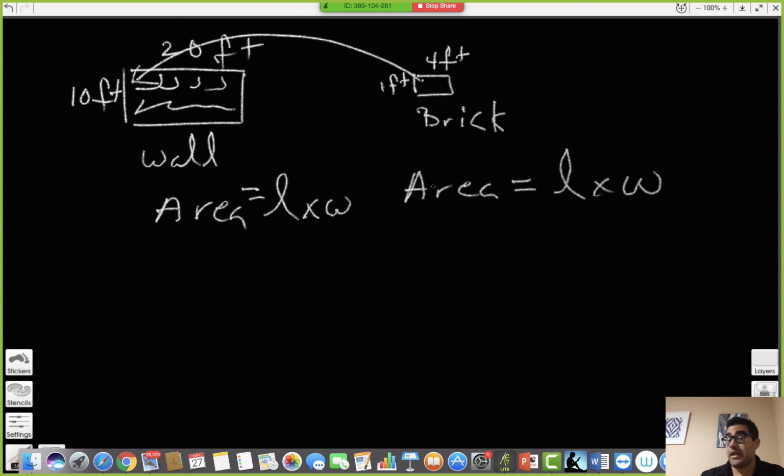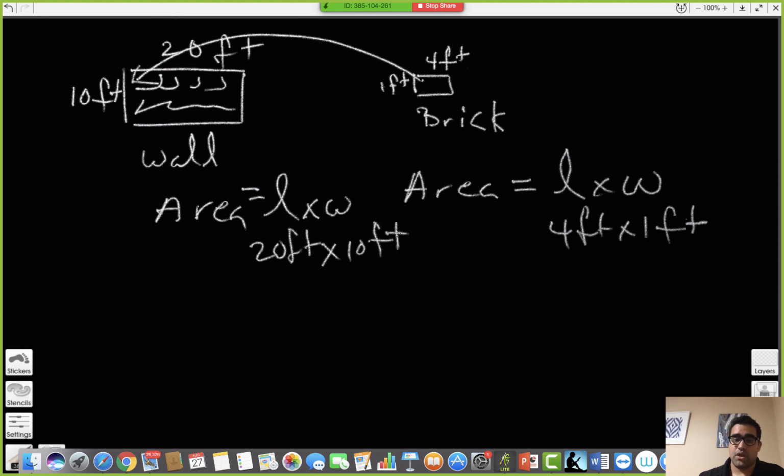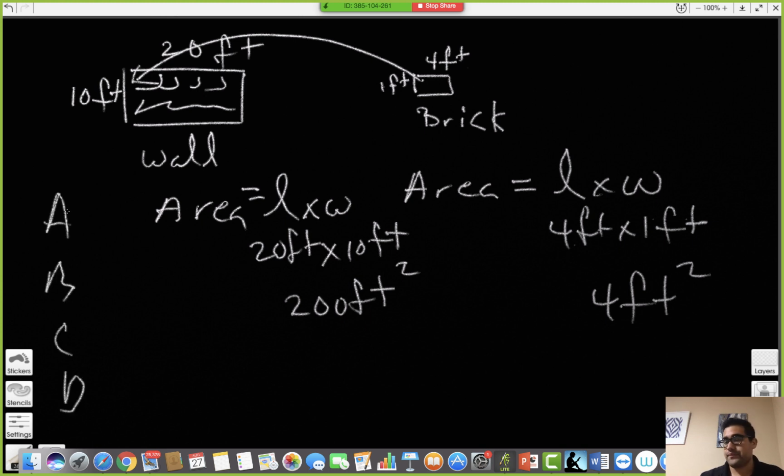And then you calculate the area. 4 feet, 1 foot. And the wall: 20 feet times 10 feet is 200 square feet. 20 times 10 is 200. 4 times 1 is 4. Now you would look at your answers. I don't know, 60, 80, 30, 50, and you just start testing.